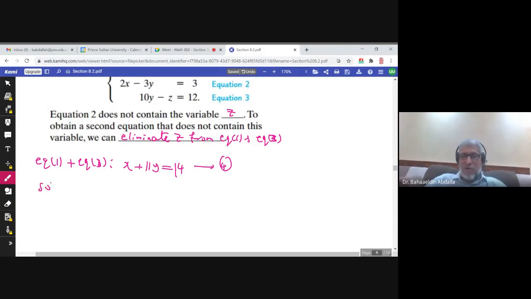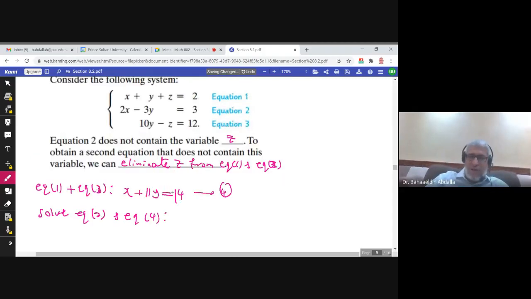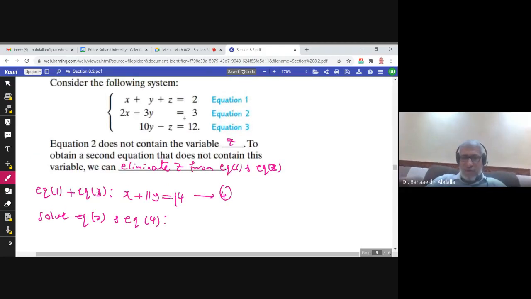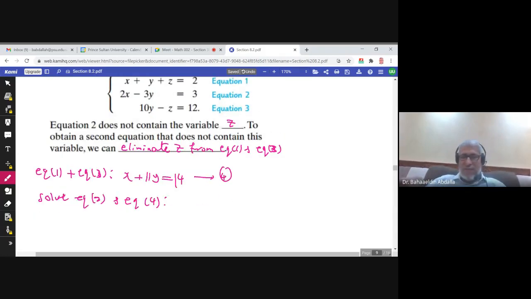Now you can solve equation 2 and equation 4 together. So it would be easier if one of the variables is eliminated. Look at equation 2 and equation 4. It is easy for me to eliminate x because the coefficient of x here is 1. The coefficient of x here is 2. So I will multiply equation 4 by -2. So I can say that equation 2 minus 2 equation 4.